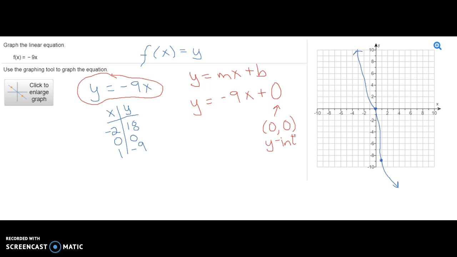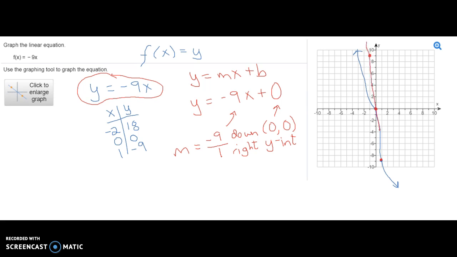Again, using slope-intercept form. So that's that same point, 0, 0. And then your slope is negative 9. M is negative 9. And we can always put integers over 1. So from that starting point, we would go down 9 and to the right 1. So from 0, 0, if I go down 9 to the right 1, that's where my second point is. You can also reverse that and go up 9, left 1. And that kind of helps you draw a better line.